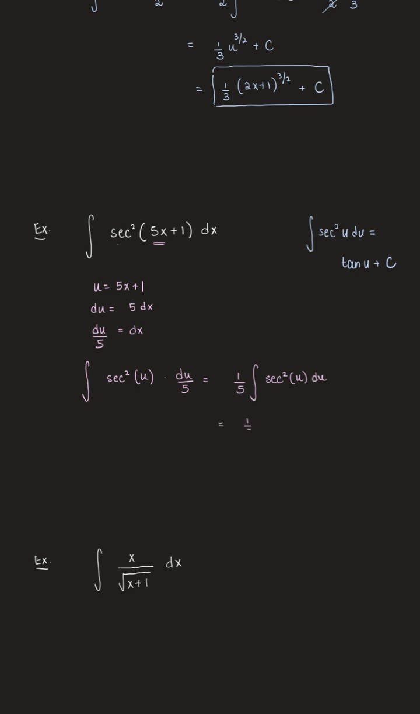So we know this is going to be 1/5 tangent of u plus c. Again, we still have an indefinite integral. And then our final step is to write our final answer in terms of the original independent variable, which is x. So we're going to write this as 1/5 tangent of 5x plus 1 plus c. And we are done with this u substitution.